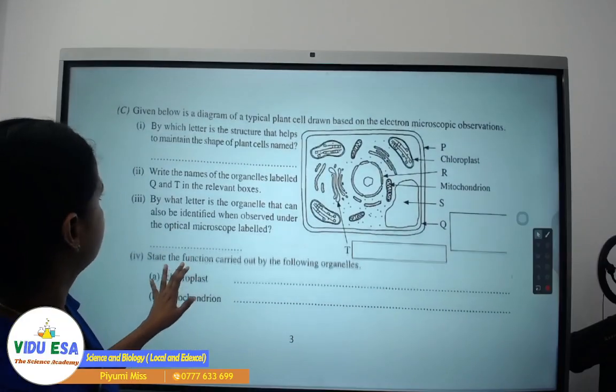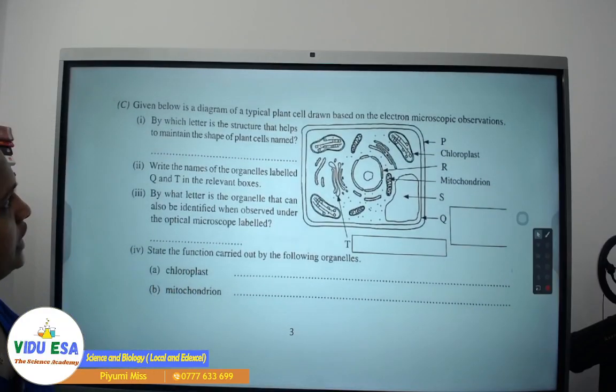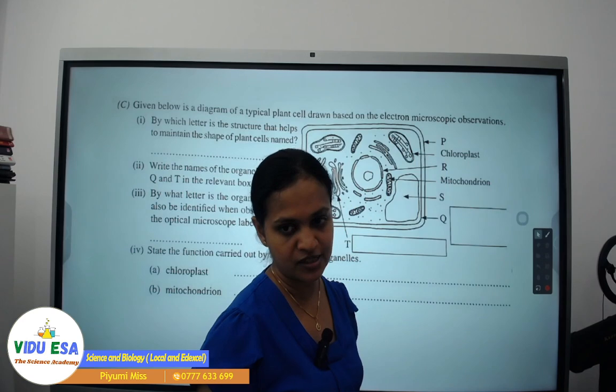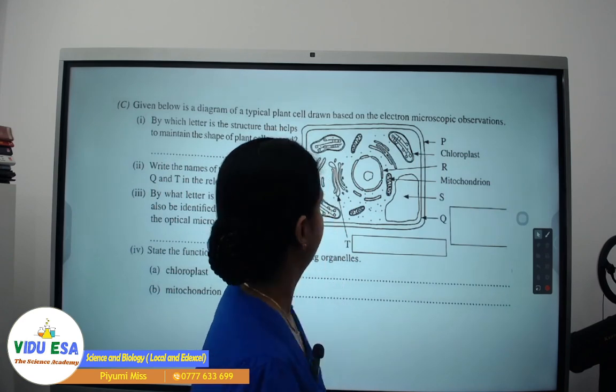Then part C. Given below is a diagram of a typical plant cell drawn based on the electron microscopic observations. Plant cell. P, Q, R, S, T are given, and you are shown the chloroplast and the mitochondrion. See the shapes. Mitochondrion is rod shaped and the chloroplast is more or less oval shaped.